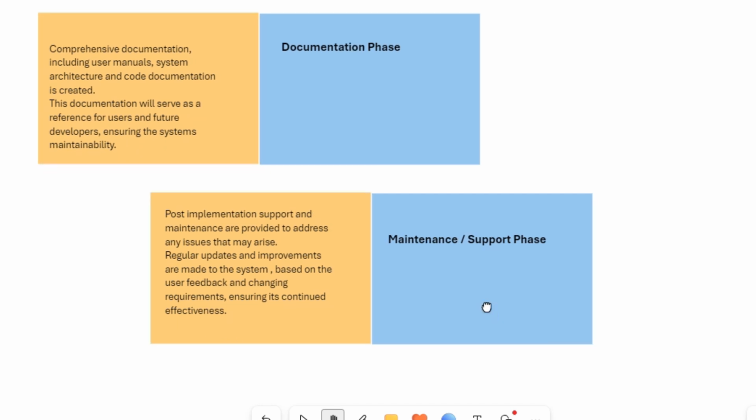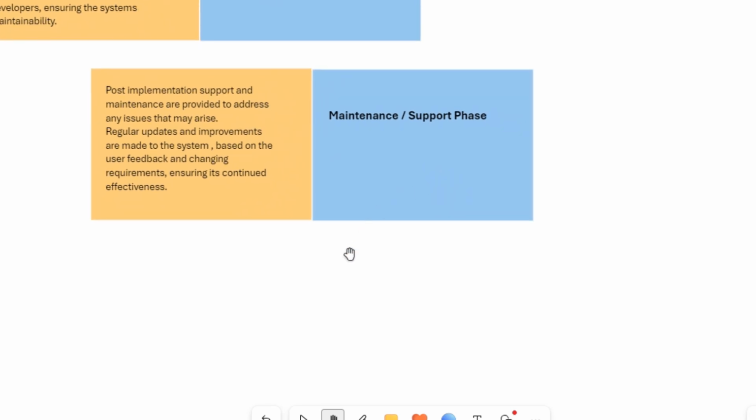Now, the last one is maintenance and support phase. It is the post-implementation support and maintenance. Like you have handed over the project to the school officials, and it is implemented and deployed in the school library. Now, if a user is getting some problem while using it, then the company is always there for them for the maintenance of the system, right?